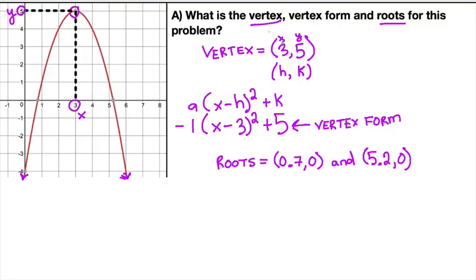So that's how you find the vertex, which is 3, 5, the vertex form, which is this equation here, and then finding the roots, which is this equation here.